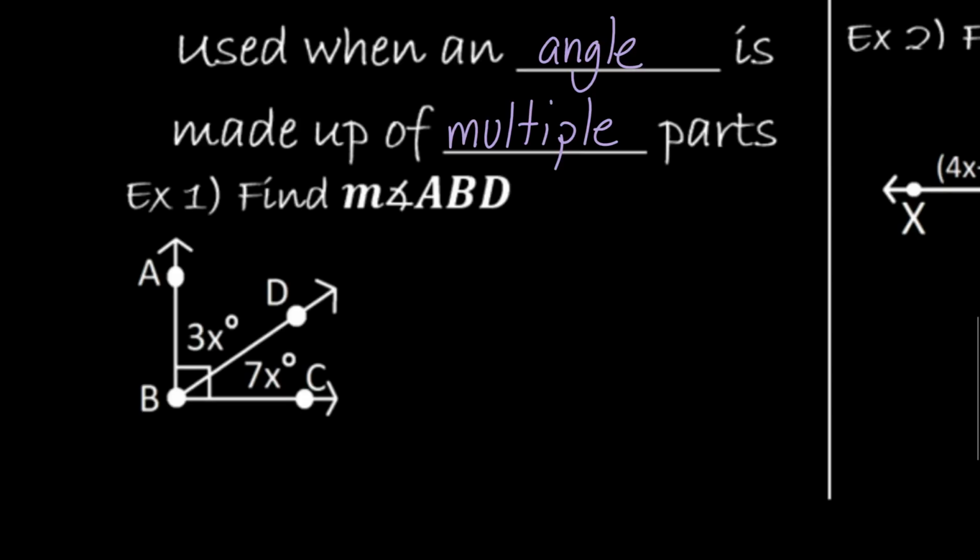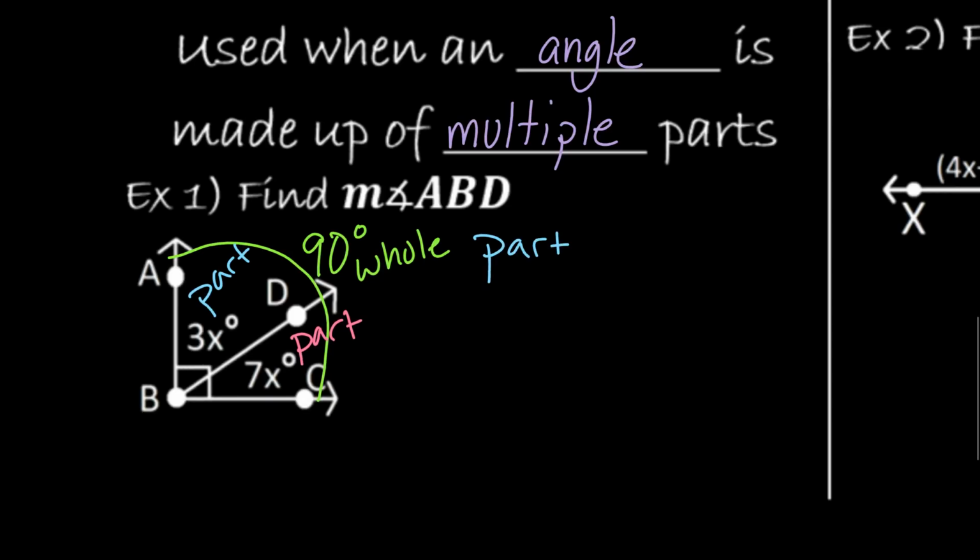Oh, what does the square 90 degrees mean? It means that this whole ABC angle has to be what? 90. That's our whole. It has to equal 90 degrees. So, I have a part, and I have a part, and I have a whole. And I know my equation is part plus part is equal to my whole.